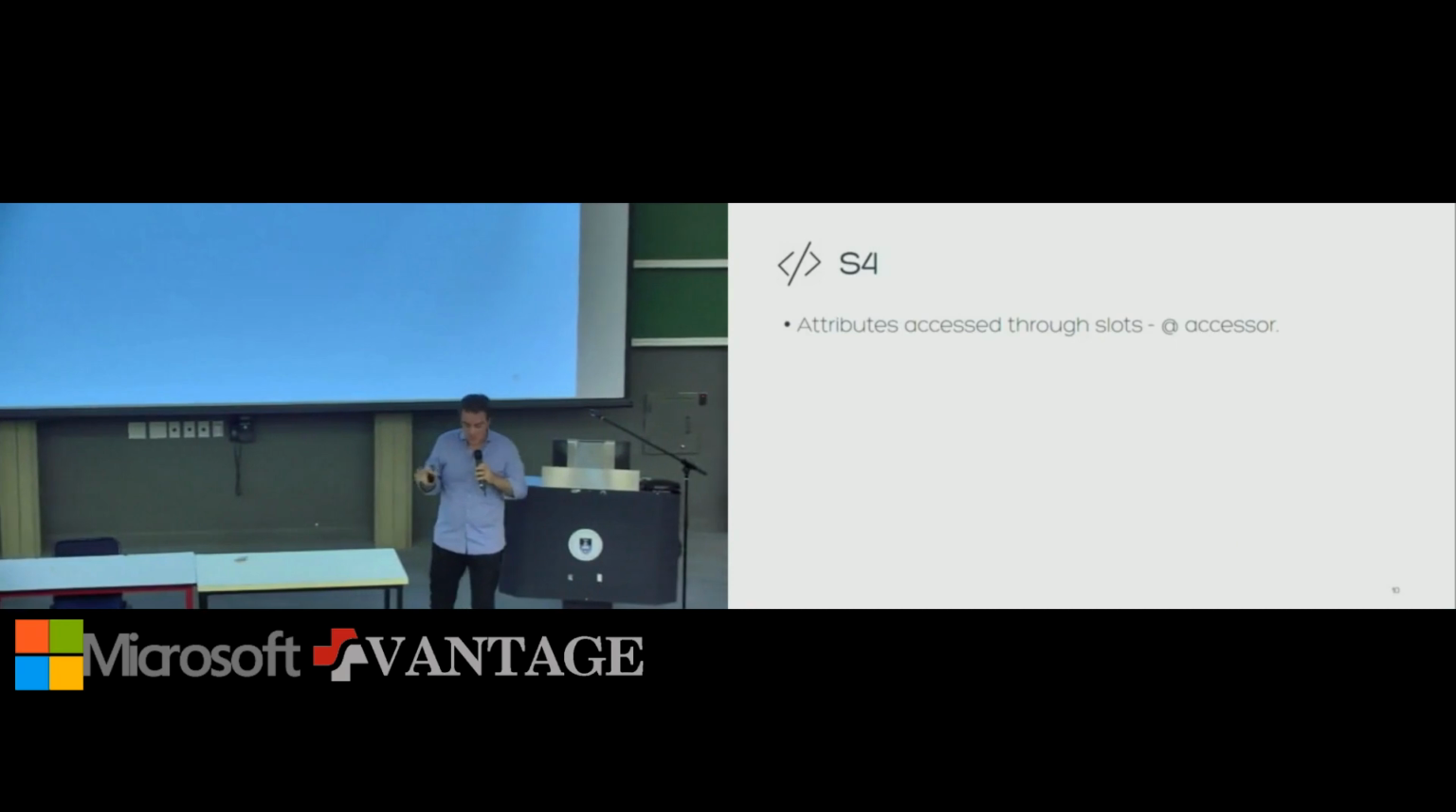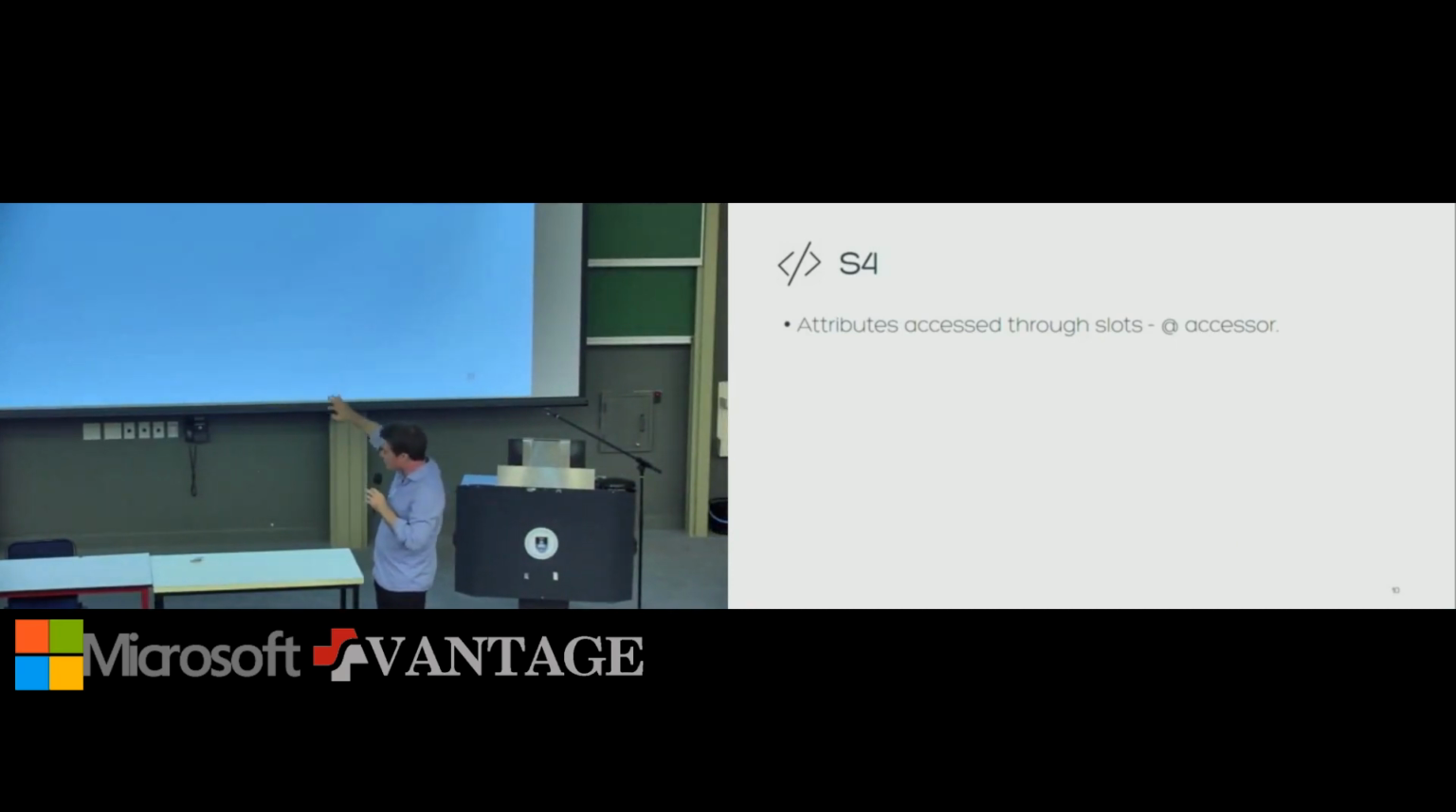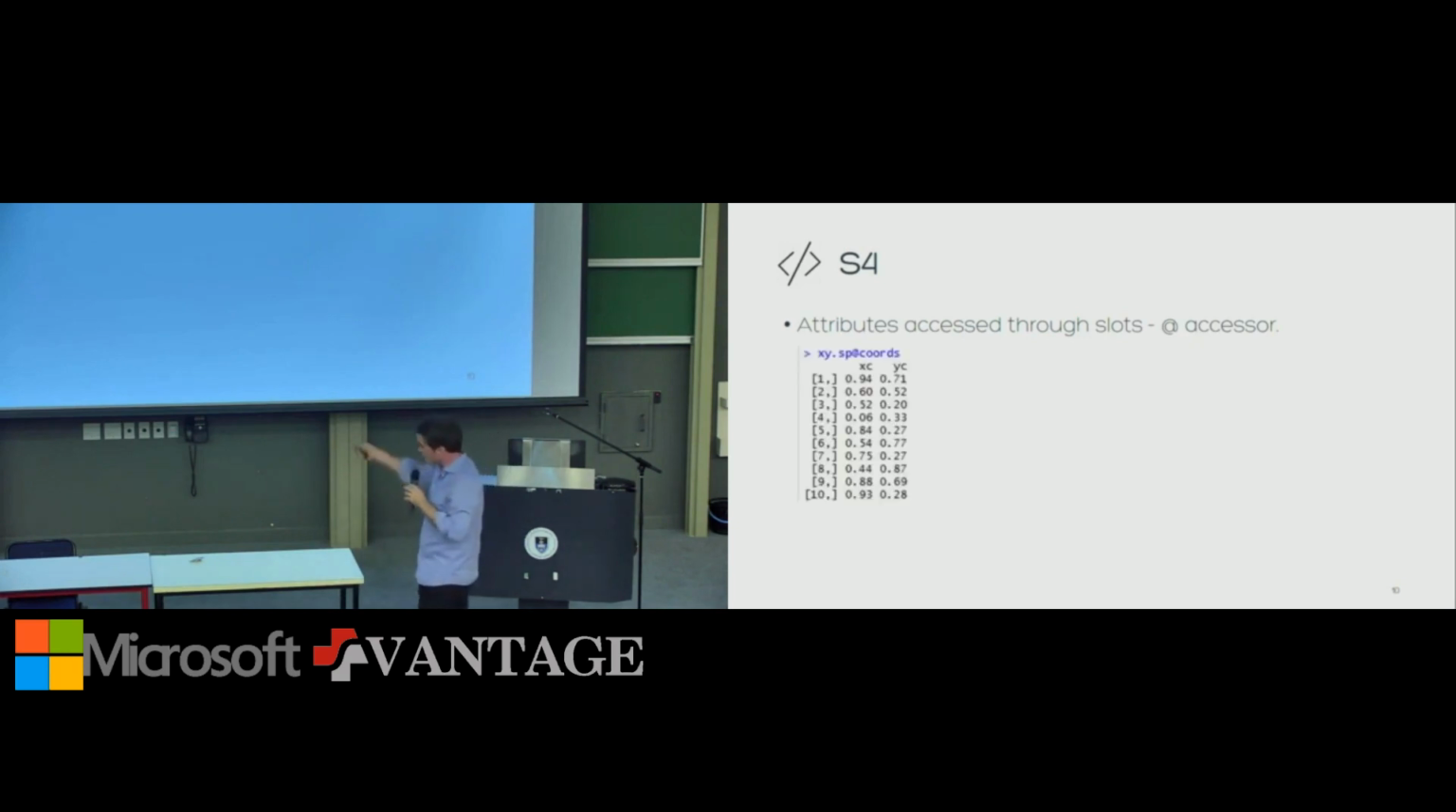It's got its place. It doesn't work so well with SP, and the reason is if you ever want to get to any of the attributes inside that object, you have to use the @ sign. So already now you're going dollars and ats, and this doesn't really gel well with anyone's liking of R. So if you want the coordinates, you say xy.sp at coords, right? And that pulls out that slot.